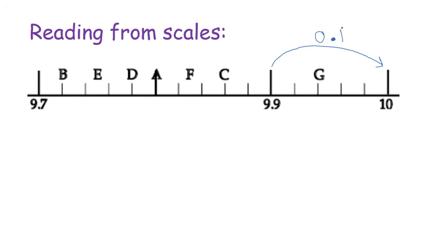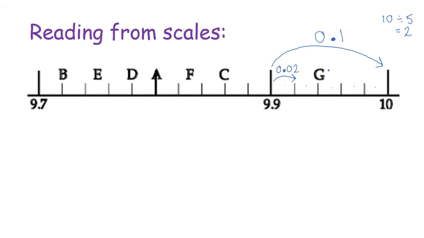0.1 is the same as saying 1/10, okay? And there are 1, 2, 3, 4, 5 gaps here. So 1/10, so 10 divided by 5 is 2. So what we can say here is that this small gap is 2/100ths, because if the big gap here is 0.1, 1/10, then the smaller gap would be 2/100ths. Okay?